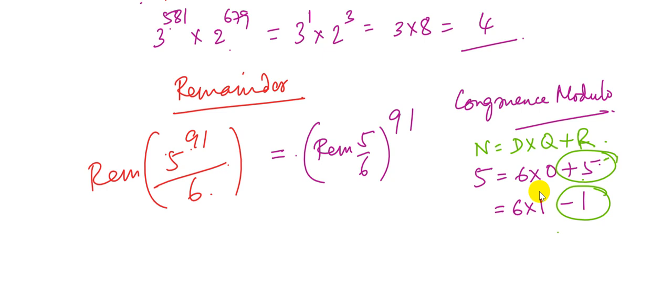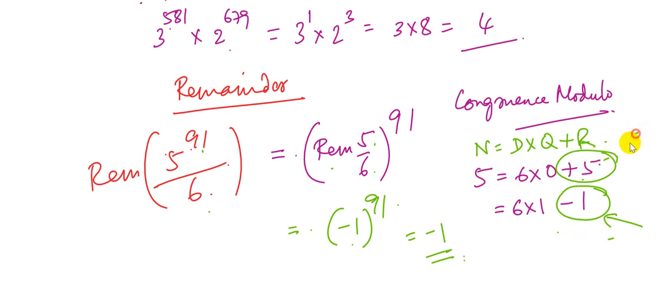Now, this concept is very, very powerful when we are dealing with problems like these. So, the remainder of 5 by 6 can be written as minus 1 to the power 91. Now, minus 1 to an odd power will be minus 1. So, that means this number will give me a remainder of minus 1 if I write it like this.